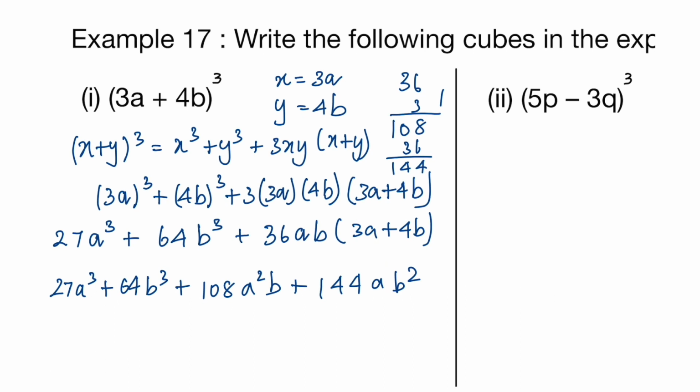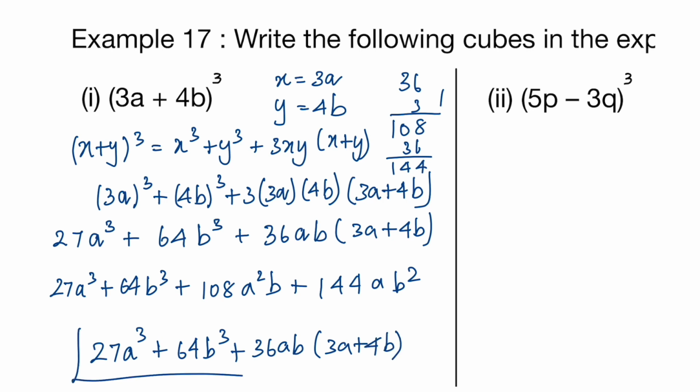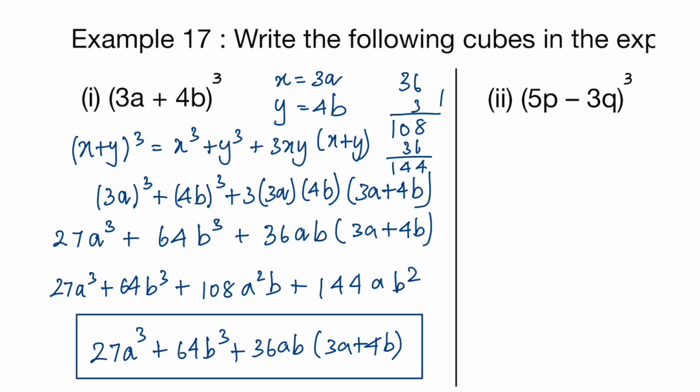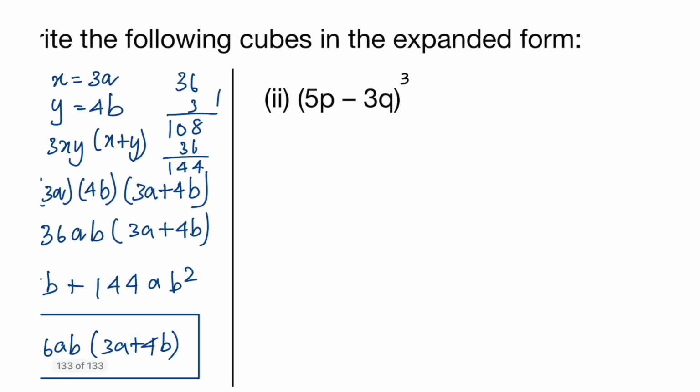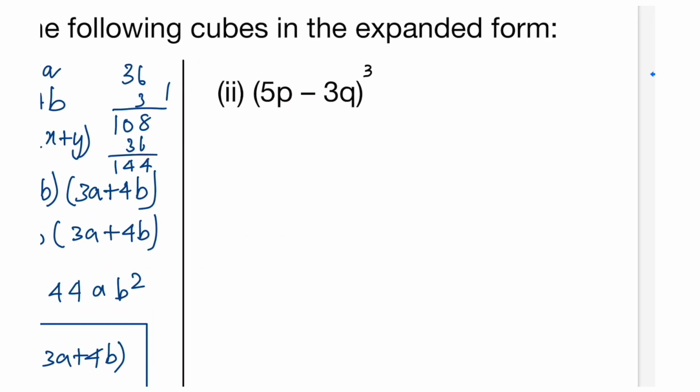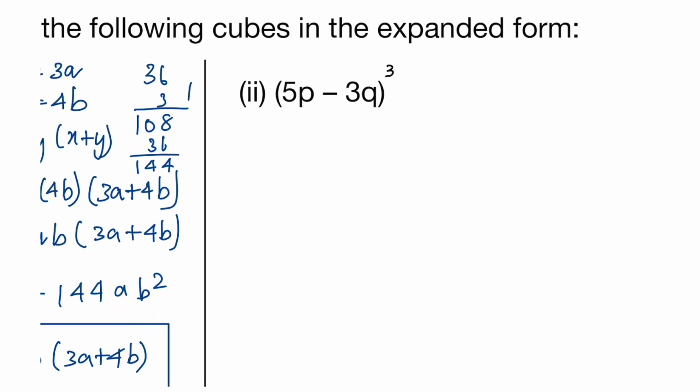Let me just write the previous one as the final answer here. So 27a cube plus 64b cube plus 36ab into (3a + 4b). It's better this way because (3a + 4b) is in the question itself. So with that we are done with the first subdivision. We are moving to the second subdivision. This is very similar to the one we just solved.